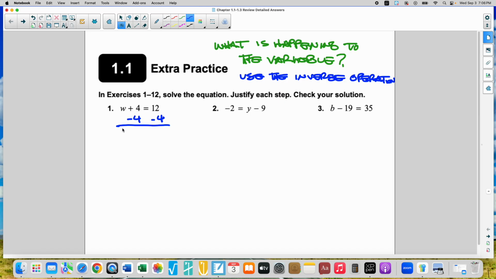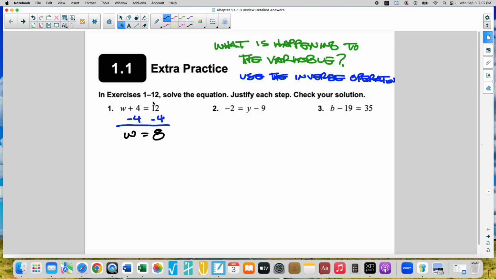And we have to balance the equation. So what we do on one side, we must do to the other. This positive 4 and negative 4 cancel, leaving us with our variable isolated. And 12 minus 4 is going to give us 8. So justify each step. We're going to subtract 4 from each side.